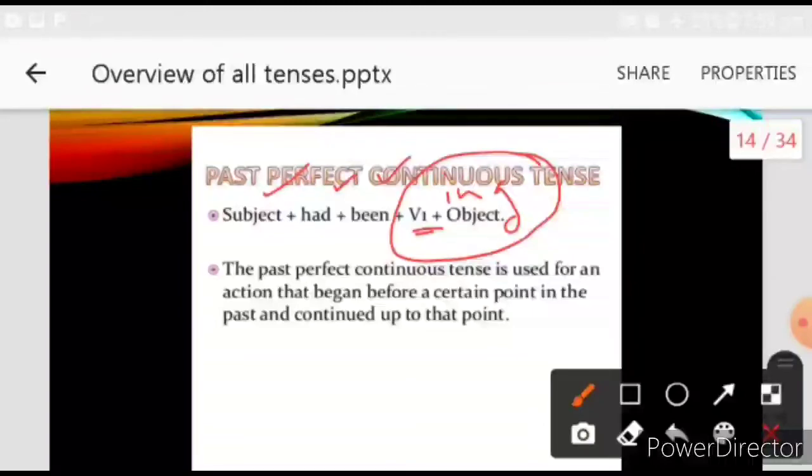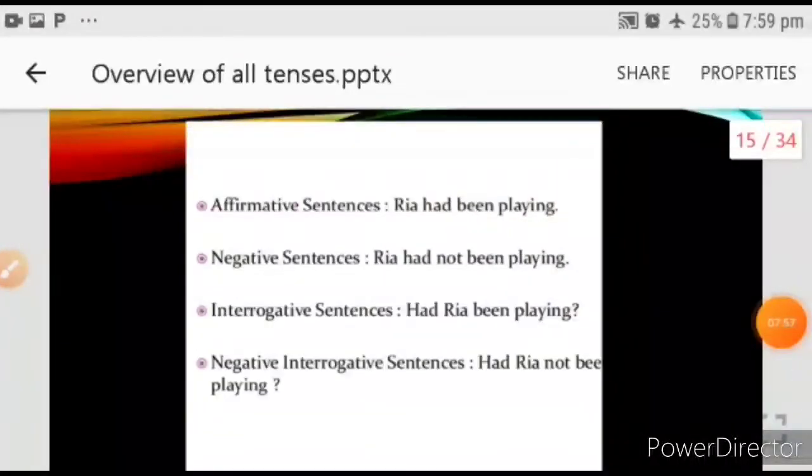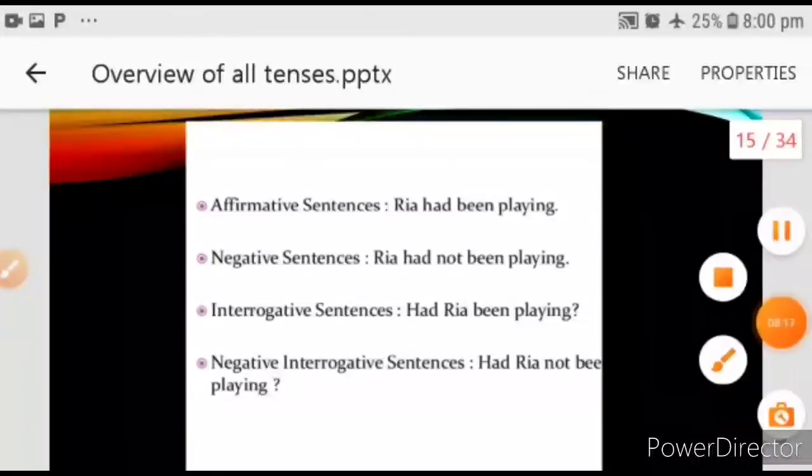Okay, so it will be clear when you look at this example. For example, Ria had been playing. Now this is a sentence in which you have used the perfect continuous tense, that Ria had been playing. Now we also use, for instance over here in these examples they haven't written it, but it is just an overall view. Inshallah we are going to do that later, but just look at it.